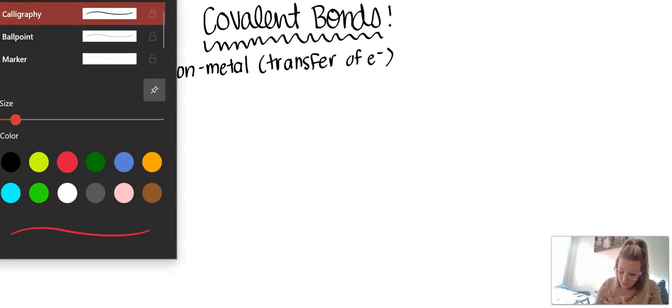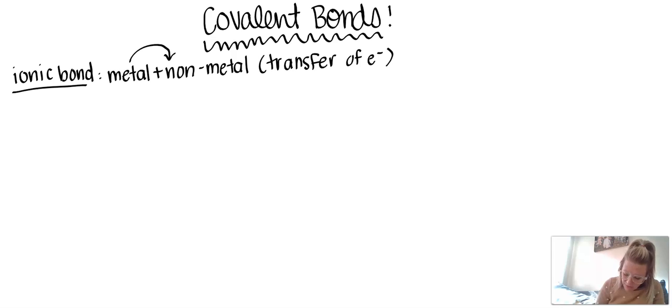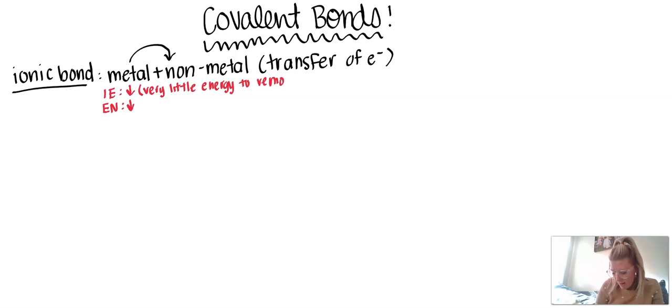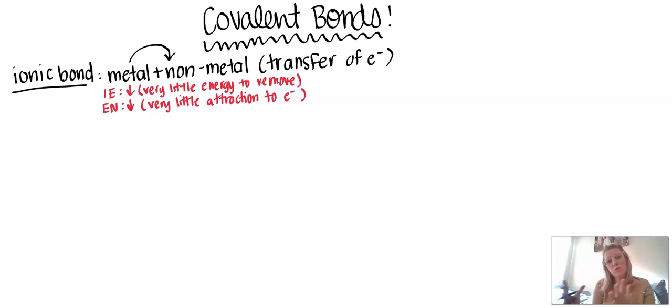And in order to talk about that, we have to think back to our previous unit on the periodic table. If we think of metals in terms of electronegativity and ionization energy, remember that metals have low ionization energy and low electronegativity. That means it requires very little energy to remove those electrons from the metal, and they have very little attraction to new electrons. So it's easy for the metal to lose its electron, and the non-metal, let's talk about that next.